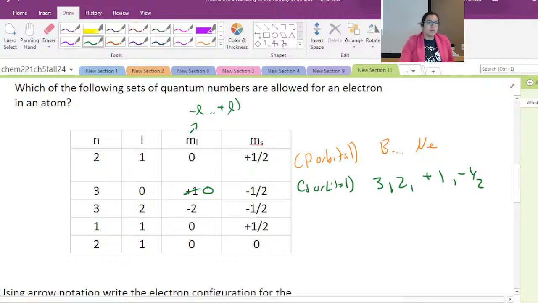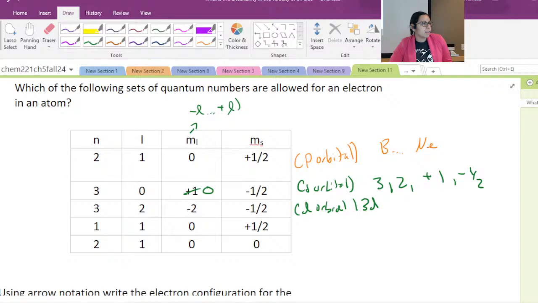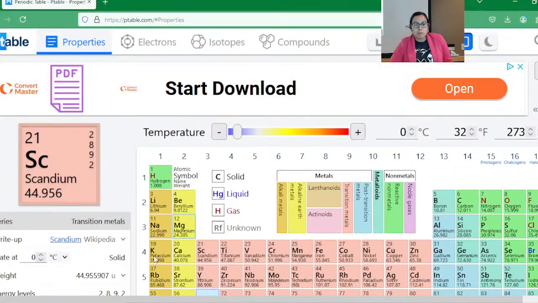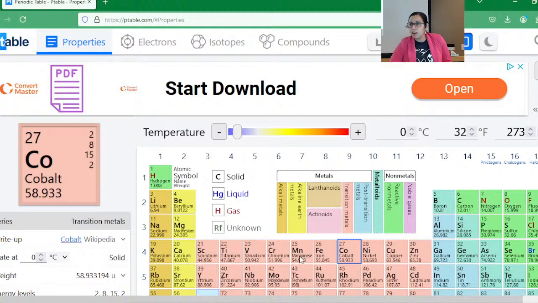If L is equal to 2, then M sub L can be anywhere between -2 and 2. So that would be a d orbital in the third shell, some sort of 3d. Again, we can't tell which element, we don't have that much information. But that means it's something with a valence electron in 3d.